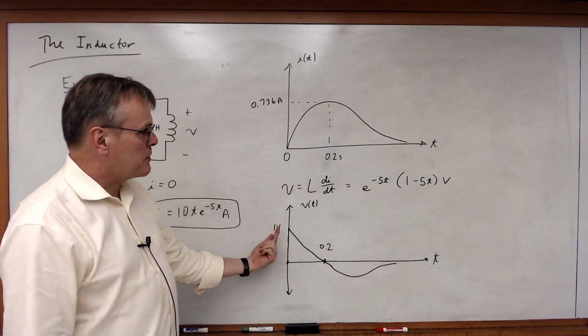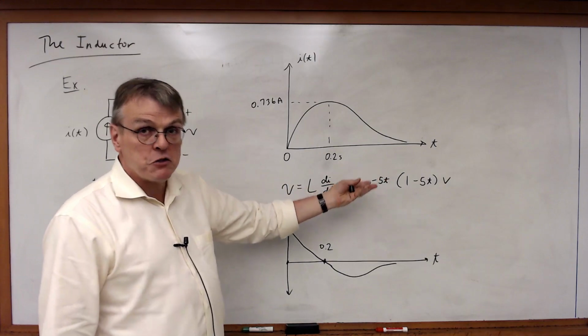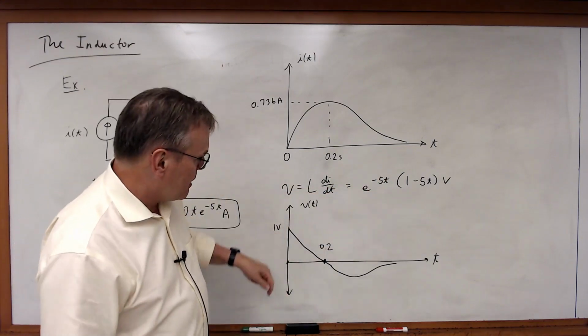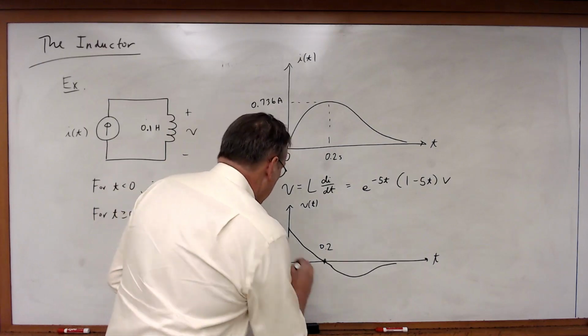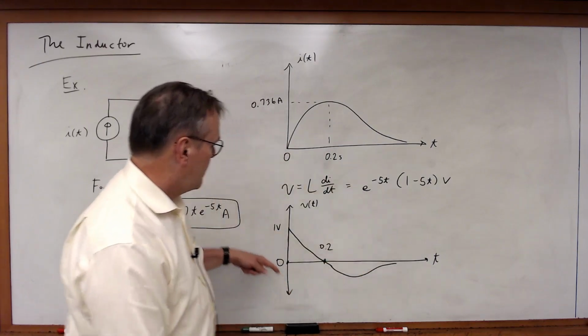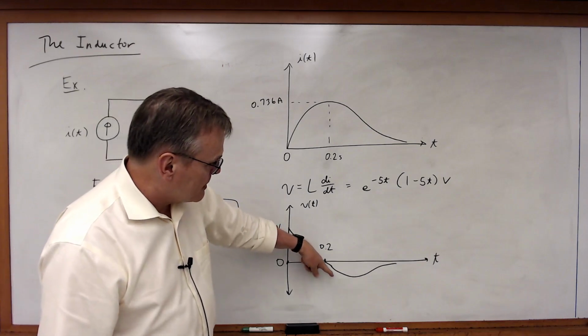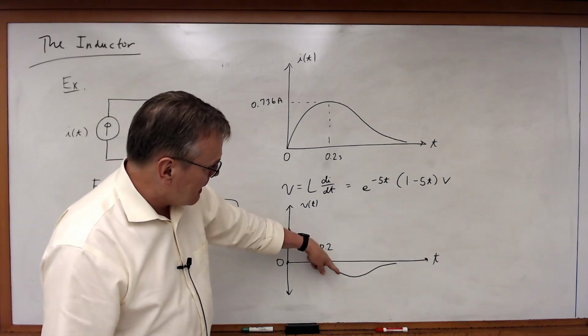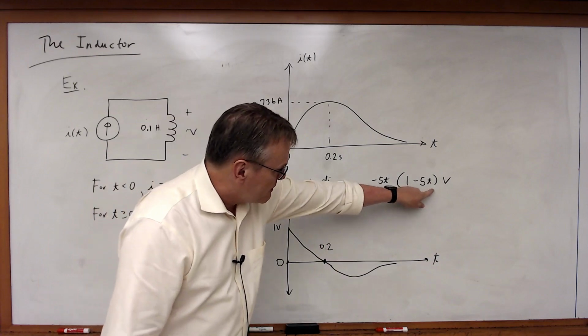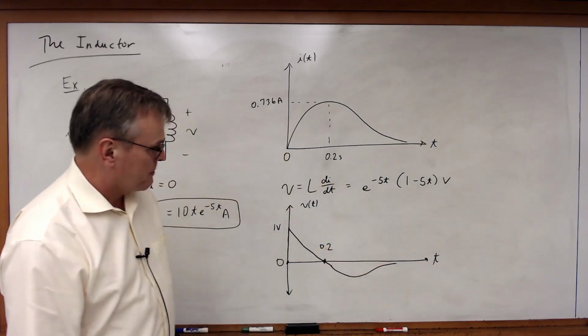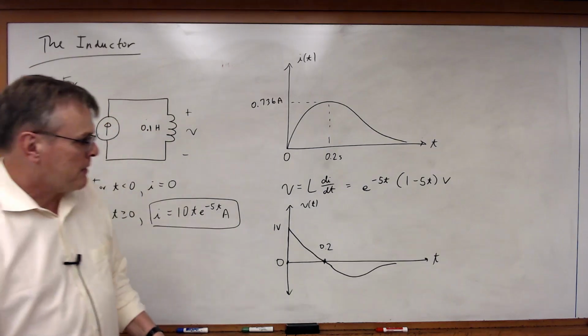So it starts off, e to the minus 5t is just equal to 1. And so at time t equals 0, we just have a value of 1 volt. And then we're going to find this thing decreasing down, becoming negative as the minus 5t term dominates, and then rolling off towards 0 as the exponential term dominates. So we get something that looks like this.